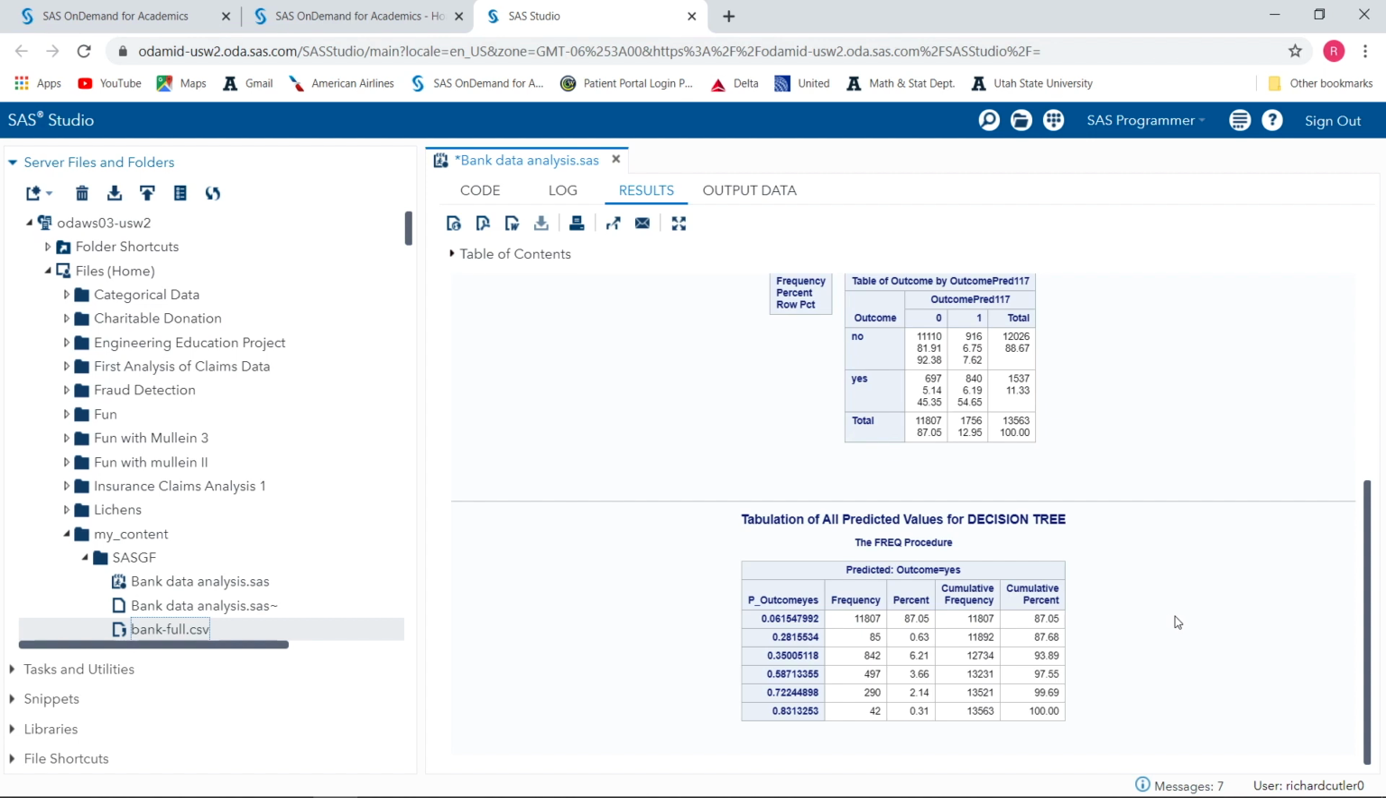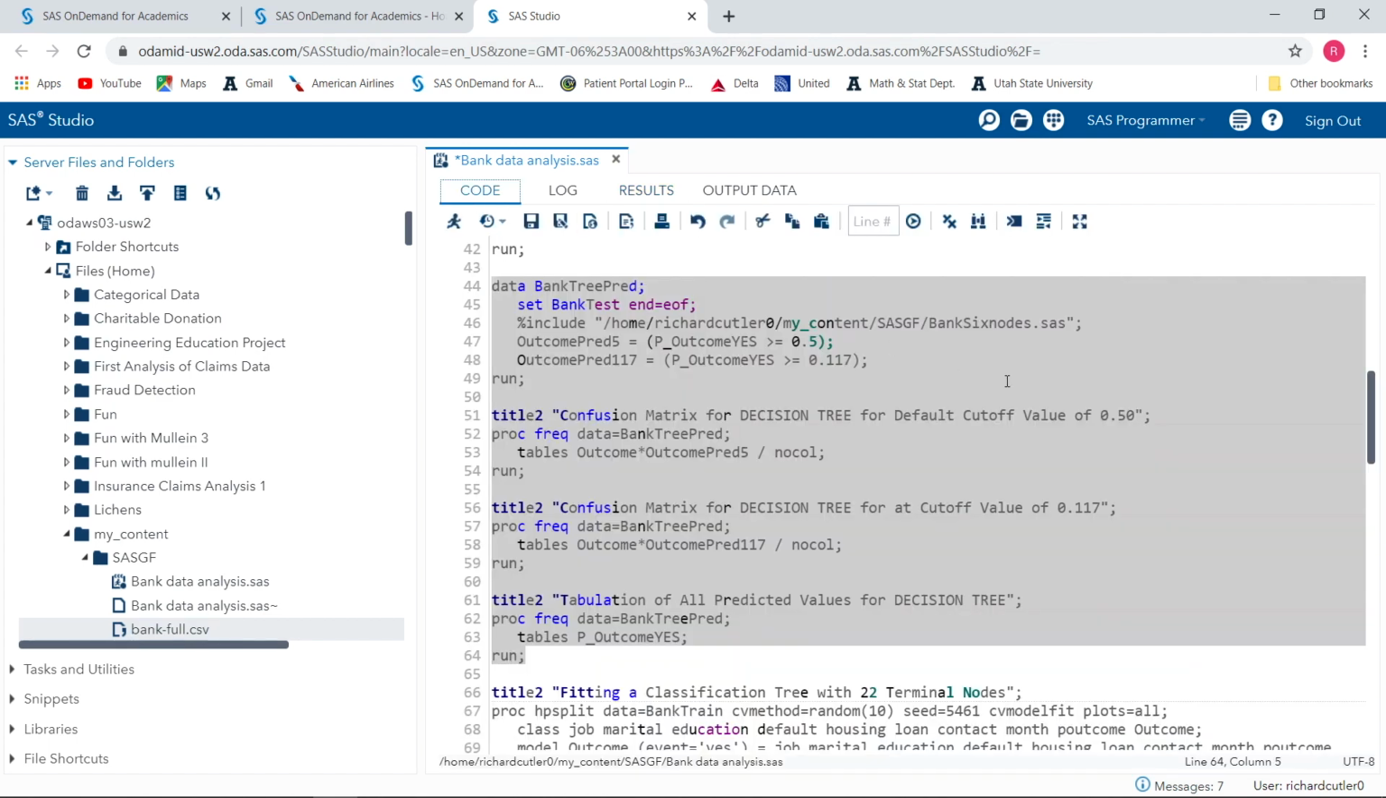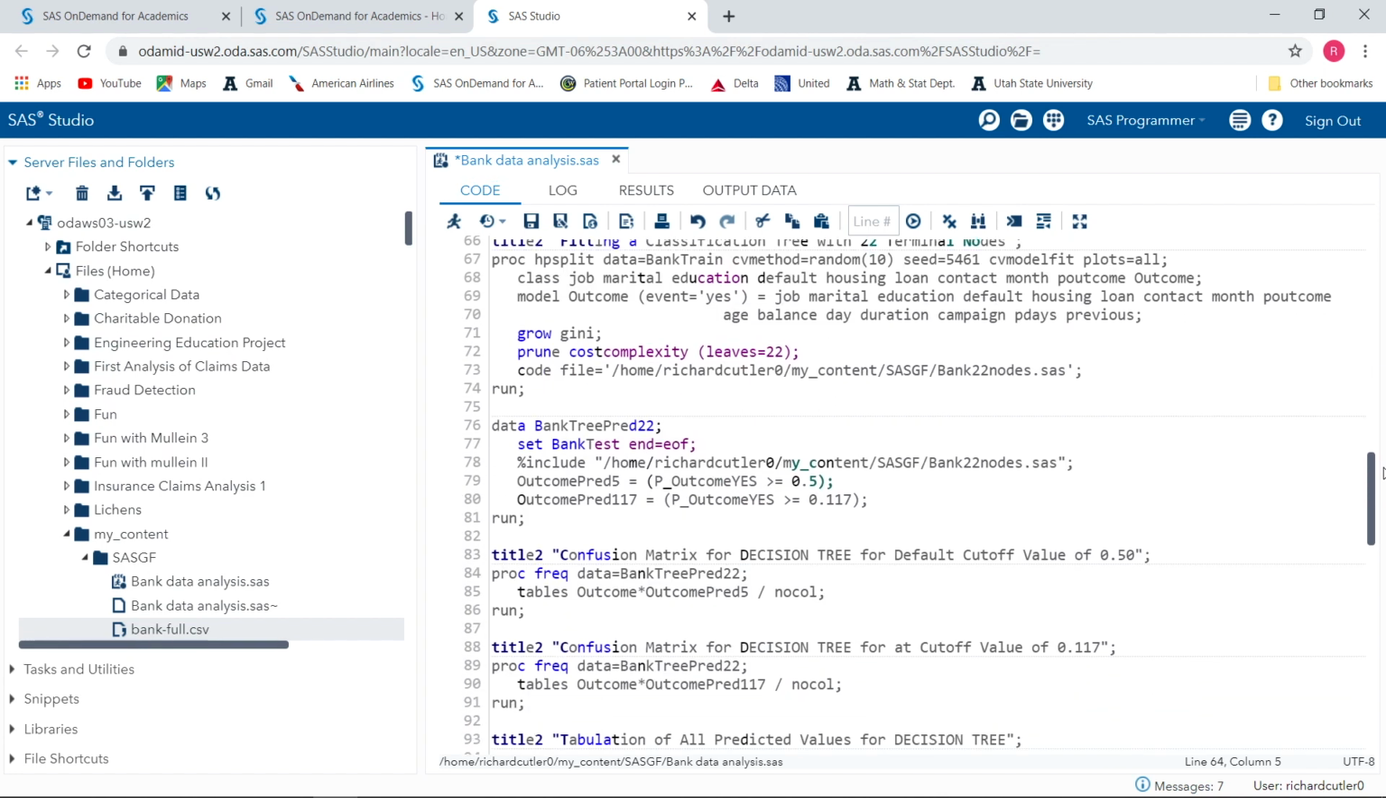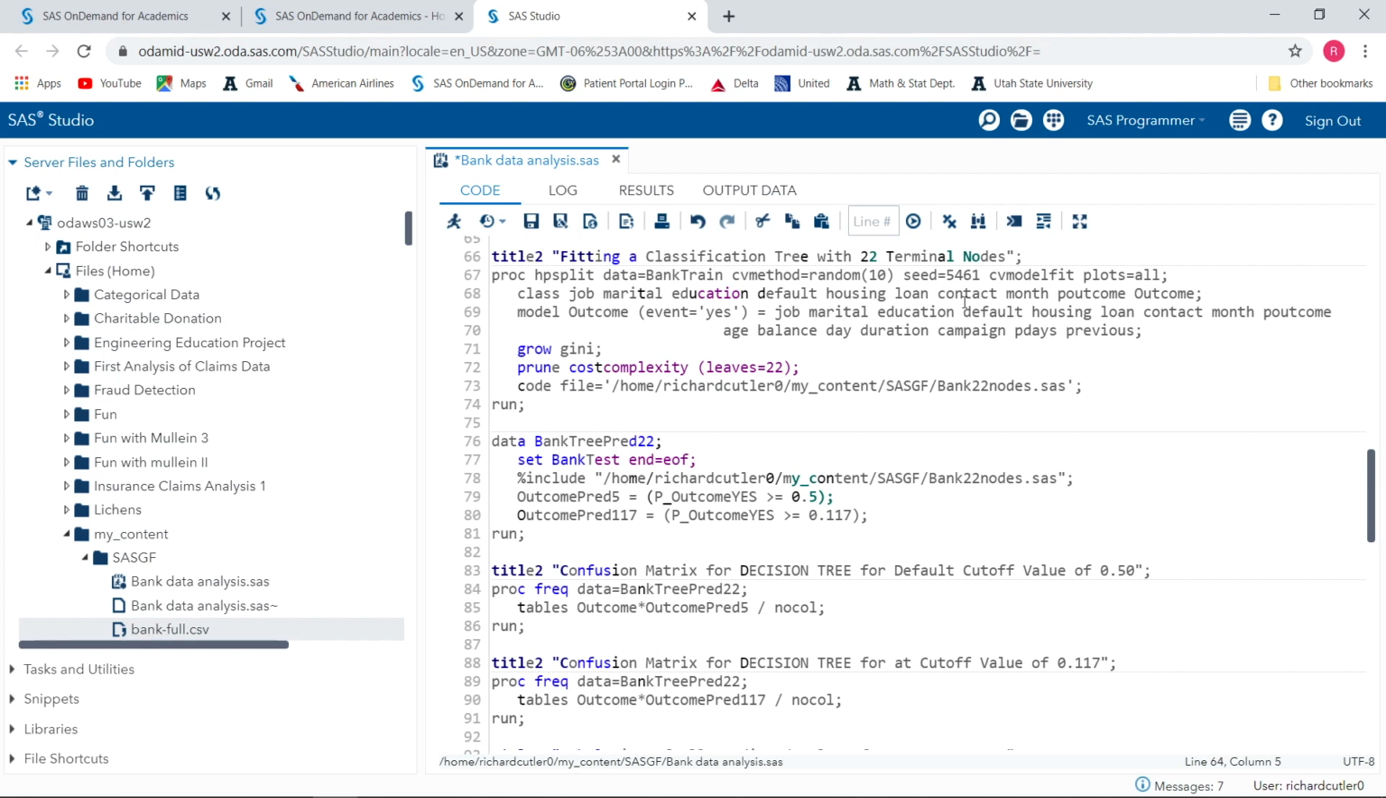And so as I think about this, the fix has to be to break up that group into smaller pieces with different predicted values. And the way that we can do that is by fitting a tree which has more terminal nodes or leaves. So that's the next piece of code that I have down here: I'm going to fit a tree with 22 terminal nodes, and everything else is the same as for the tree with 6 terminal nodes. And then I'm going to create the 2 confusion matrices using a cutoff of 0.5 and 0.117.